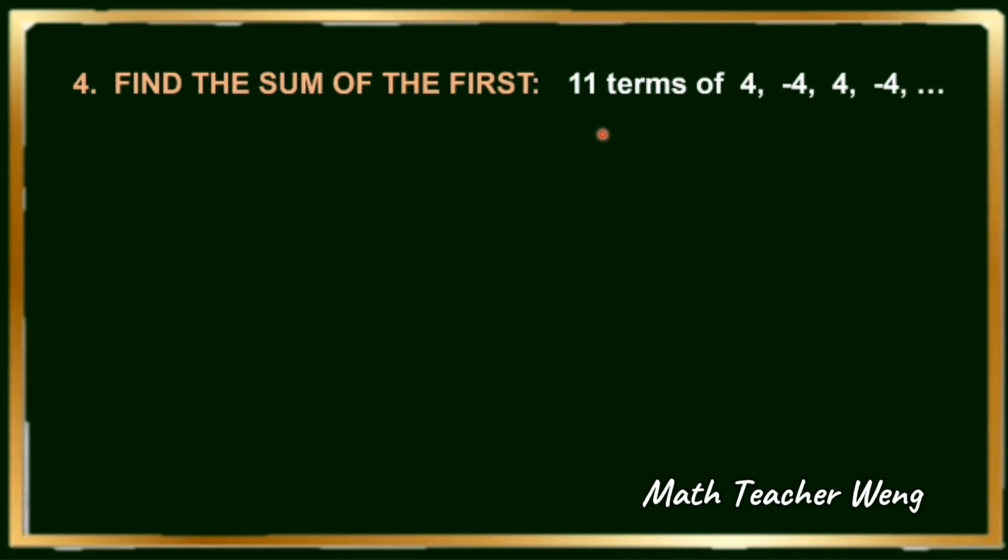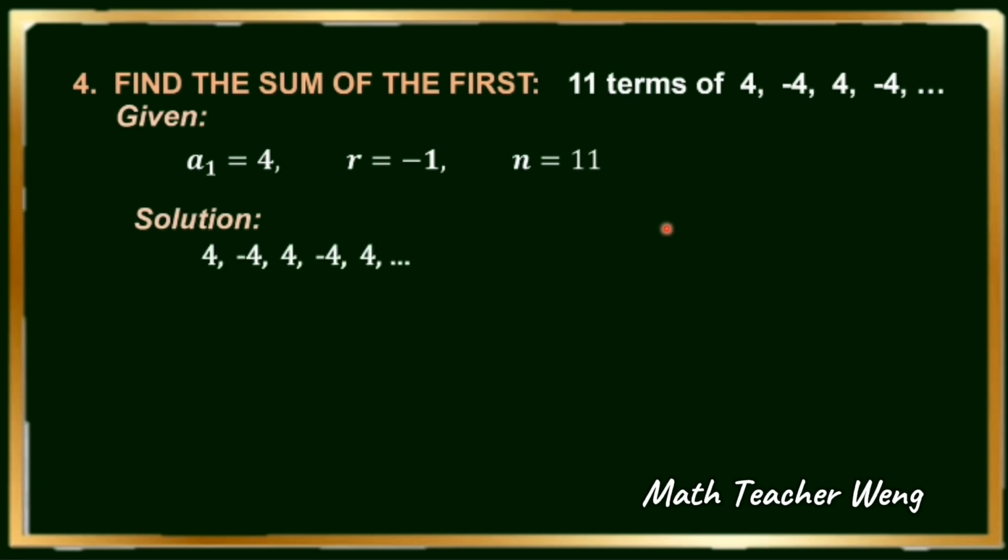Next, find the sum of the first 11 terms of 4, negative 4, 4, negative 4. We still have the same numbers, 4, negative 4, but we changed the number of terms. So again, first term a sub 1 is equal to 4, r equals negative 1, and n is equal to 11 this time. So let's observe again. We have 4, negative 4, 4, negative 4, 4, and so on. The first pair will give a 0 sum. The next pair will give a sum of 0 also. All the pairs will give a sum of 0, but since the number of terms is an odd number, there will always be a remaining one term which doesn't have a pair.